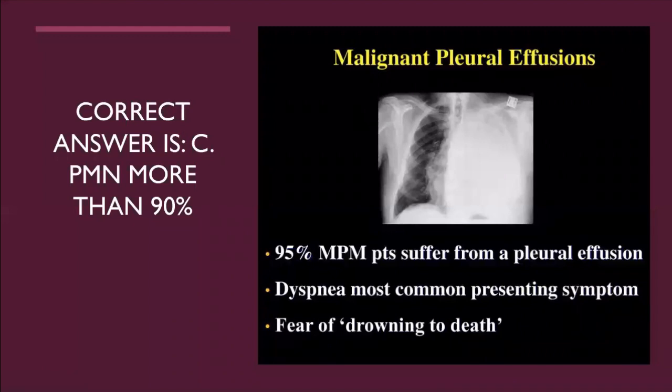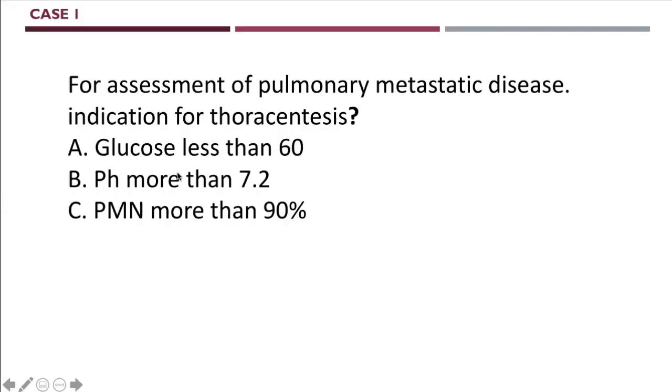So for malignant pleural effusion, dyspnea is the most common presenting symptom, and they usually fear dying. Why in this question did we choose this 90% polymorphs? Because it's really indicating, you want to rule out infection in this patient.